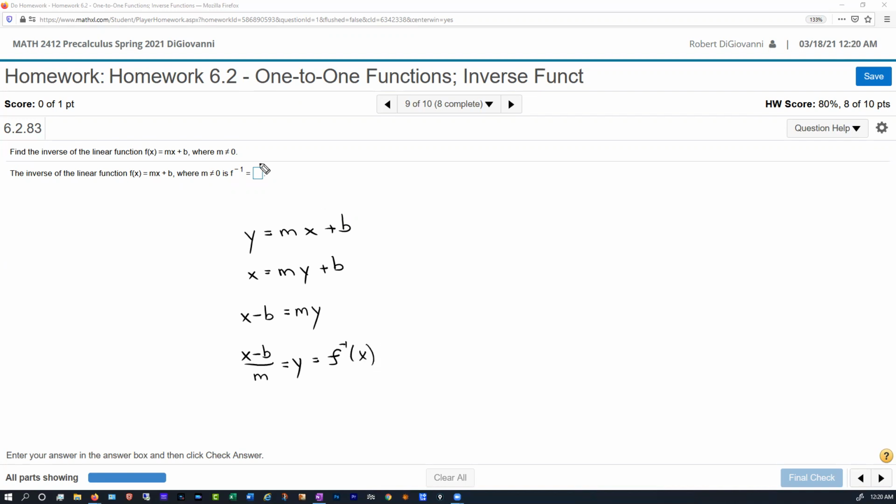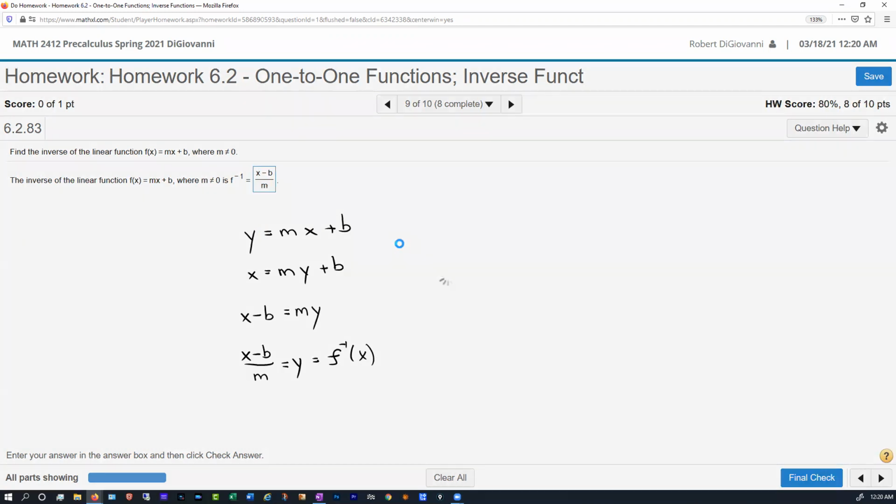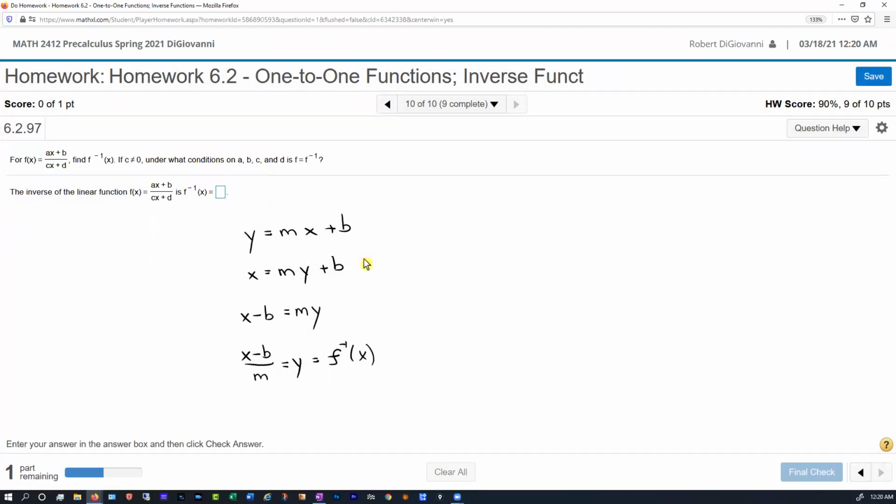So our inverse would be the fraction x minus b over m. Is that all? That was it? All right, this one is tricky too. Well, this one's just weird.